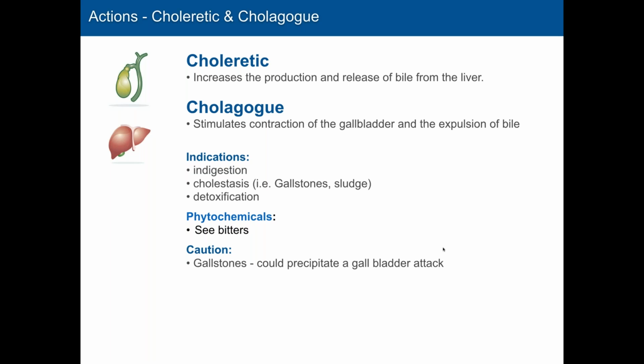So cholagogues and choleretics, in my opinion, often go hand in hand, especially when it comes to bitters. If you're consuming a bitter, it will stimulate the production of bile in the liver and the release of bile from the gallbladder. I think it does both things, to the best of my knowledge. It could be far more complex than that, but it doesn't really matter. All you need to know is that these usually go together.